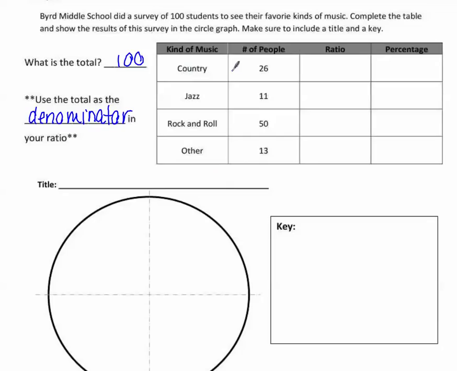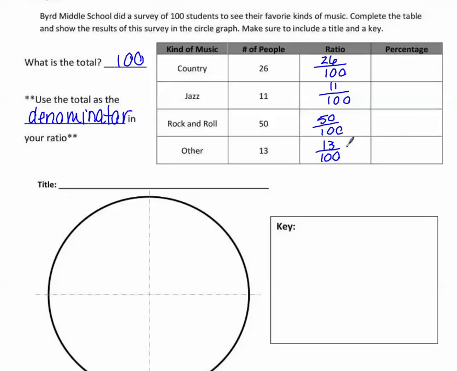So country, there were 26 out of 100 people that liked country. There were 11 people out of 100 that liked jazz. There were 50 out of 100 people that liked rock and roll. There were 13 out of 100 people that liked other.